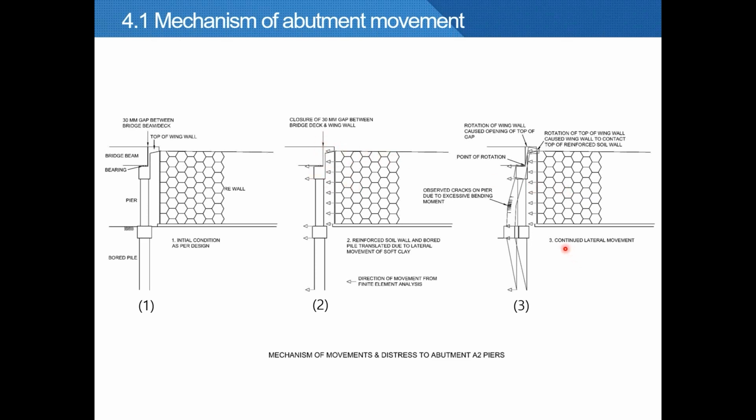Further movement of the wall has caused the pier to rotate at the point of rotation and caused the gap to reopen. At the same time, tension cracks will form on the outer face of the pier when the bending moment is exceeded. So this is the mechanism. I will show you how we model this in MIDAS GTS NX.